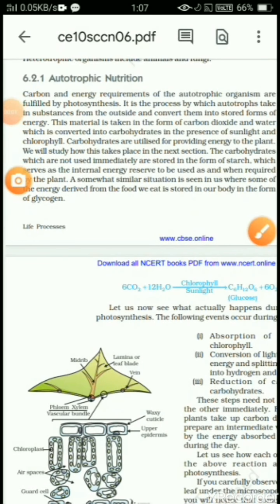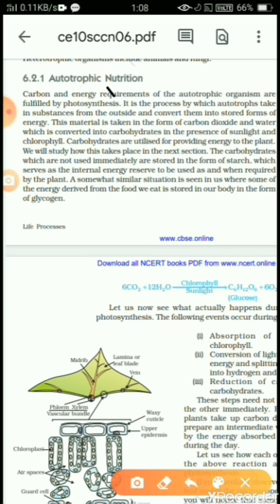Good morning, students. Now we discussed the autotrophic mode of nutrition. As you know, there are two modes of nutrition. One is autotrophic and the second is heterotrophic. So first we discussed the autotrophic mode of nutrition in detail.